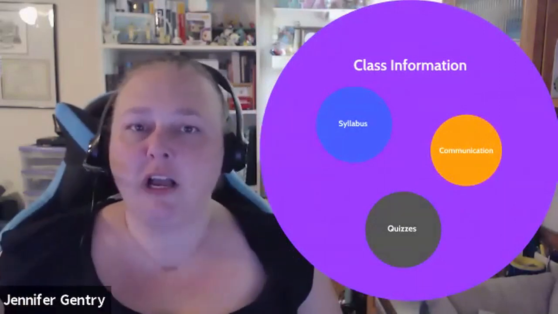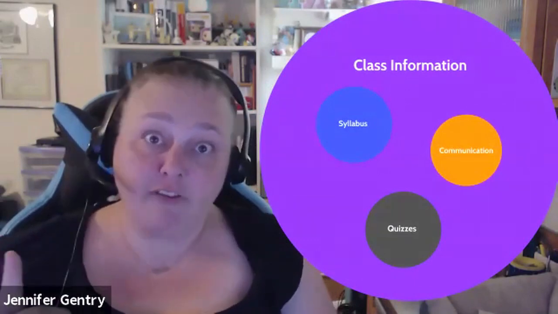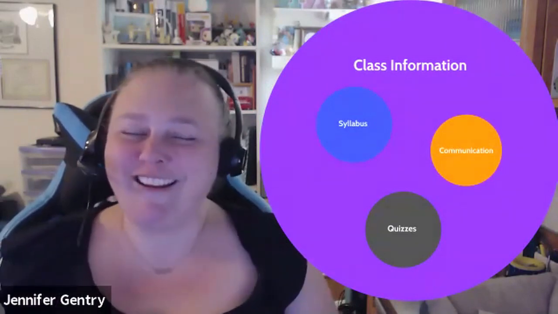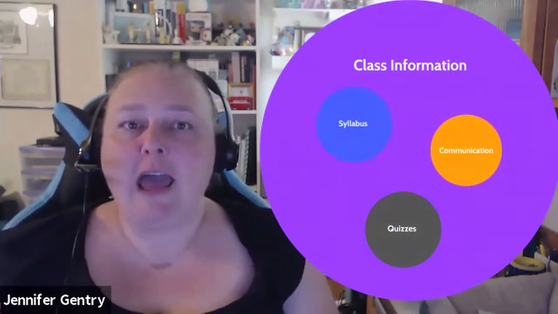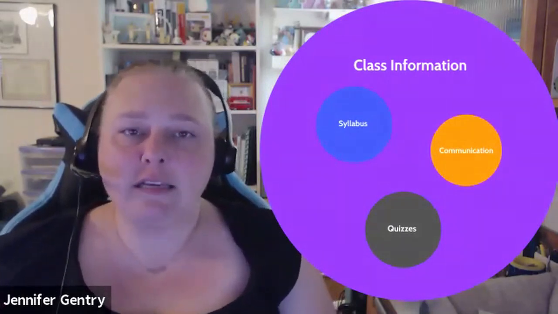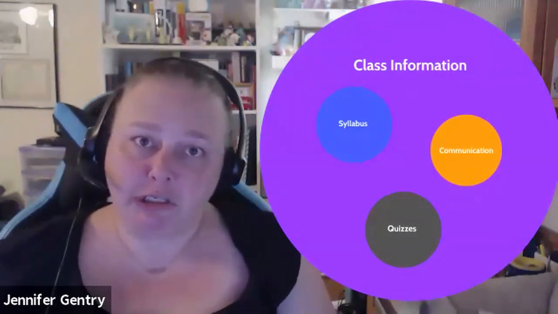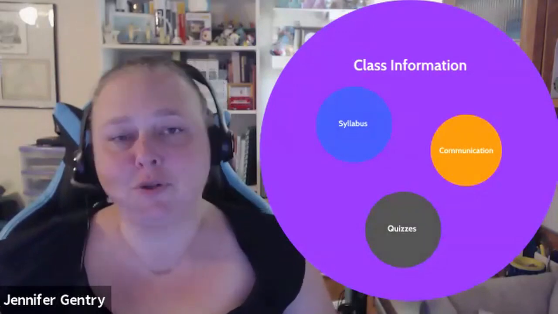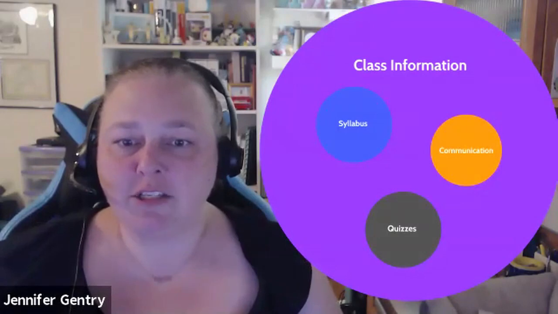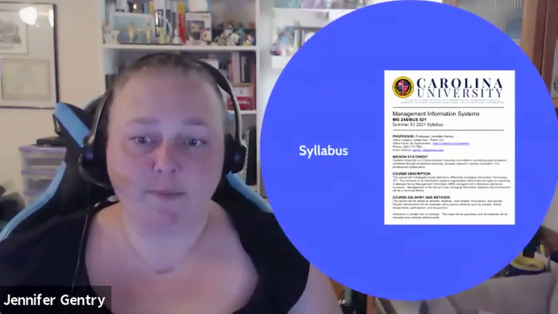So we're going to start out with some class information, and we're going to look at the syllabus. Hopefully you've already read it, but if not, we're going to look at it. We're going to talk a little bit about communication and how to communicate with me. And then finally, we're going to look at this new online proctoring that we got voluntold to do. So we're going to go a little bit through how to do those quizzes and what that's going to look like. So let's go ahead and start with the syllabus for this course.